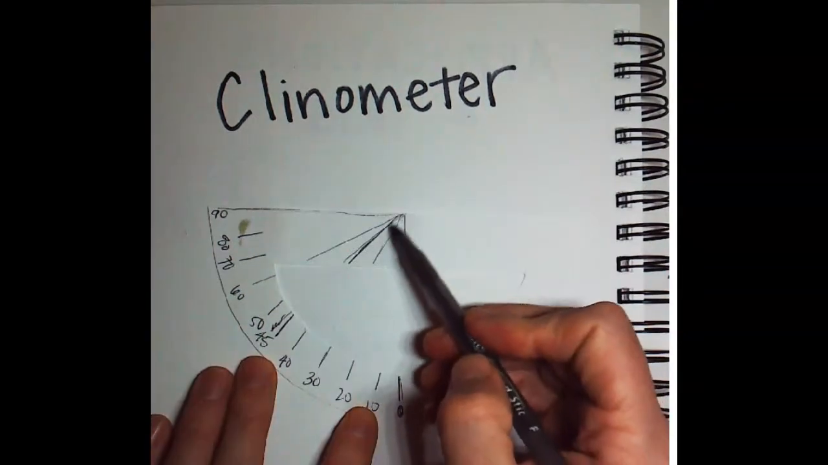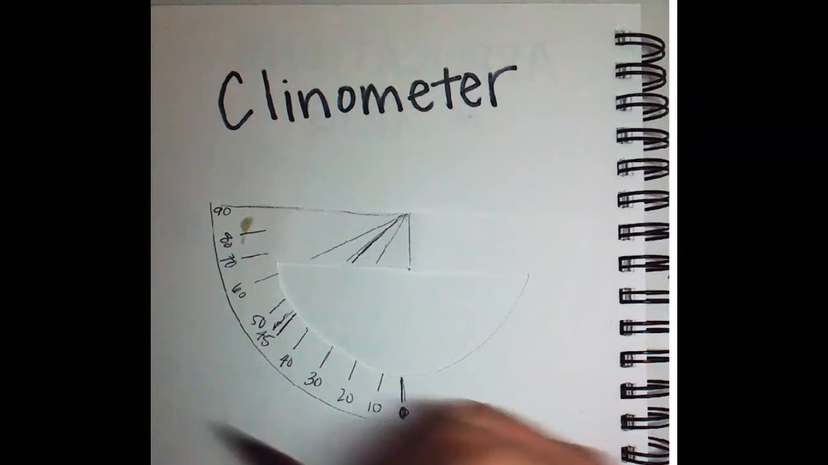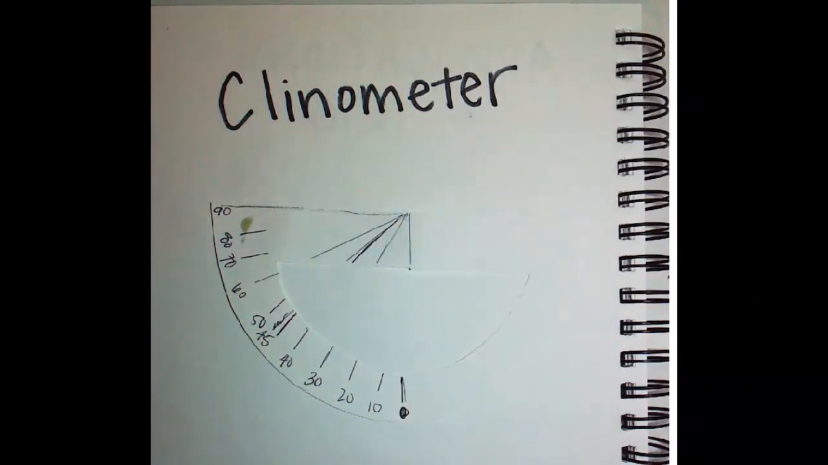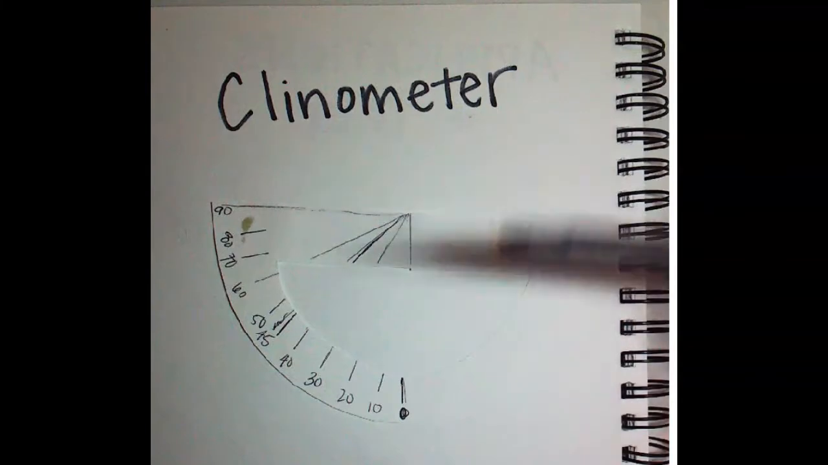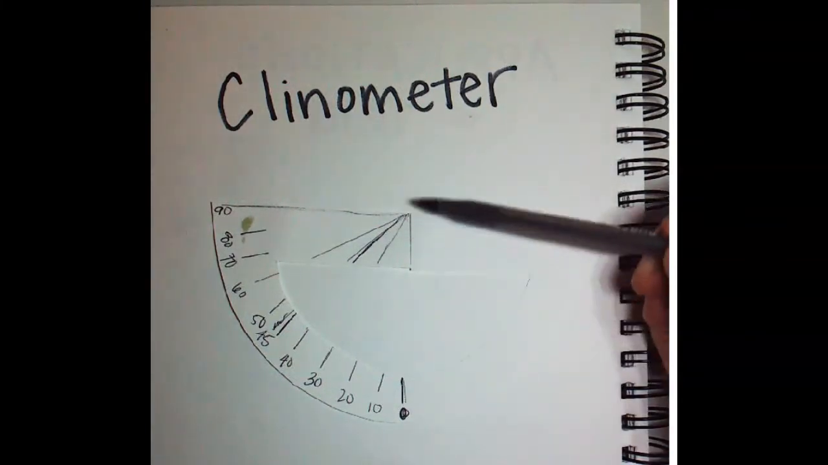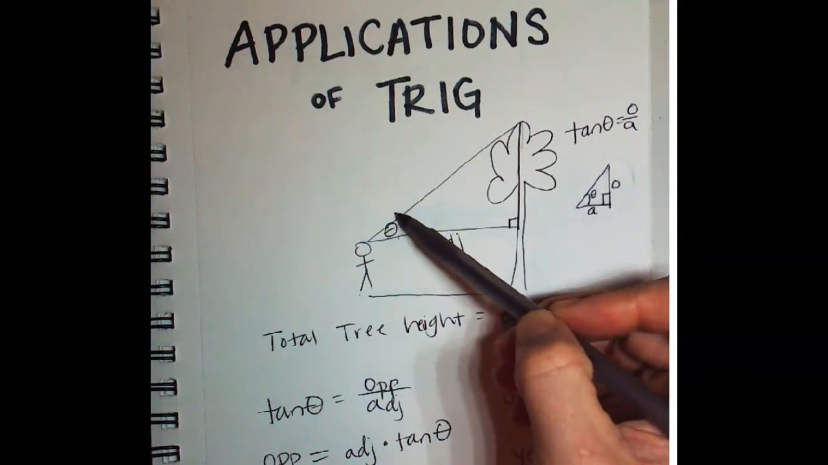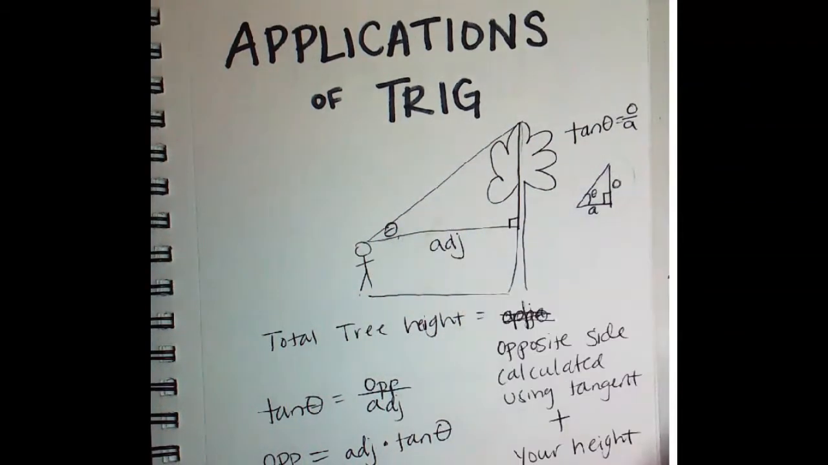Yep, I actually split it in half. Not very well the first time, had to scribble that out. And did 10 to 90. There you go. Then we attach our straw if we have one, and definitely our string and weight down the center. We made our angle measurer, which we're going to use to measure the angle of incline.